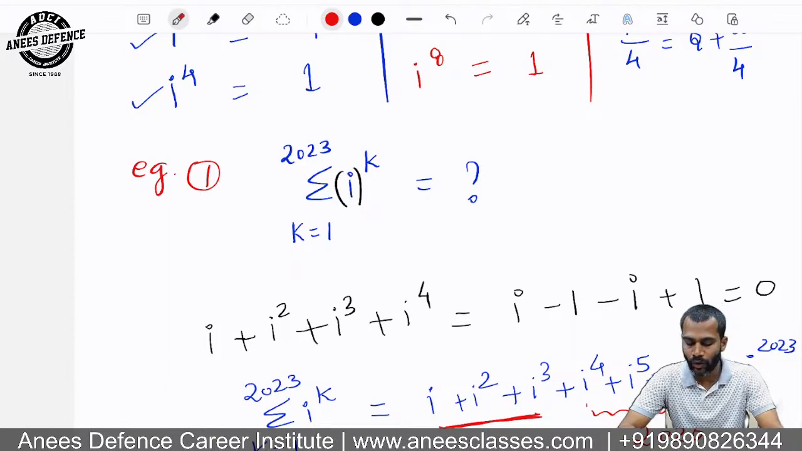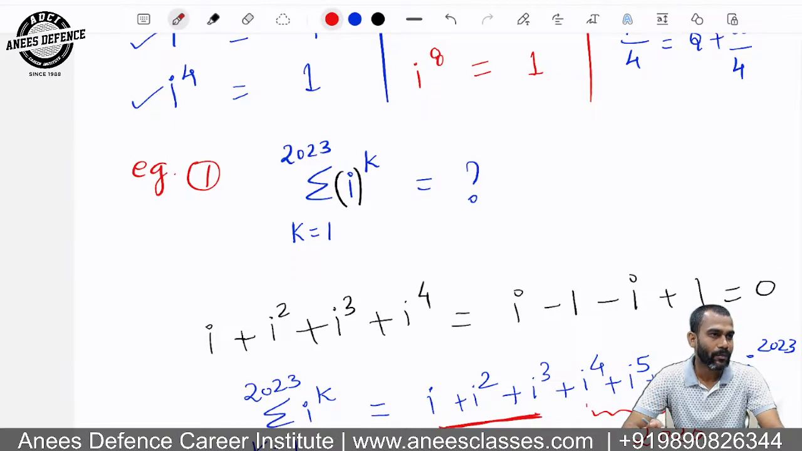2020 is a multiple of 4. So every group of 4 will give you 0. So n number of zeros you'll get. So from iota raised to 4 to 2023, the answer is 0. So the only thing we have to do is add iota square and iota cube.